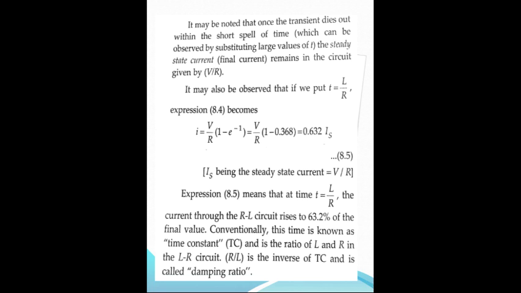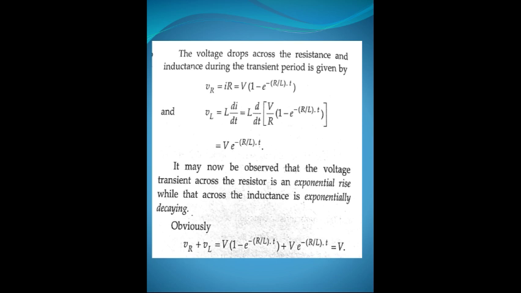Time constant is the value of time at which the current rises up to 63.2% of its final value, and the inverse of this time constant is known as the damping ratio.